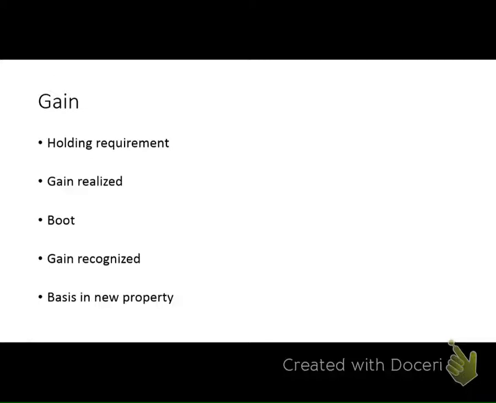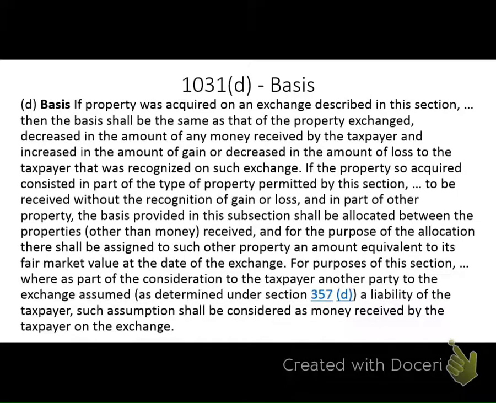All right, gain recognized, basis in new property. So 1031D is going to give us the basis in the new property. This calculation for basis in the new property is what allows us to defer the gain instead of just never recognizing the gain. So what do we have here?